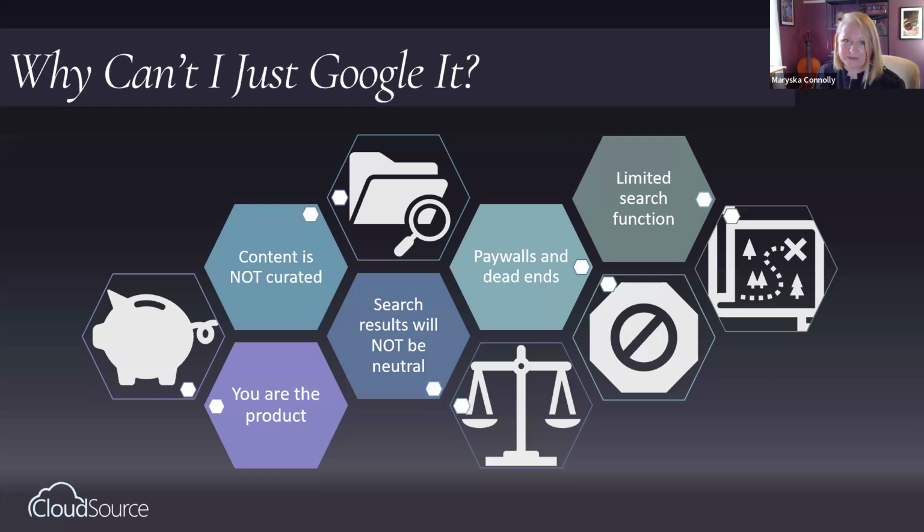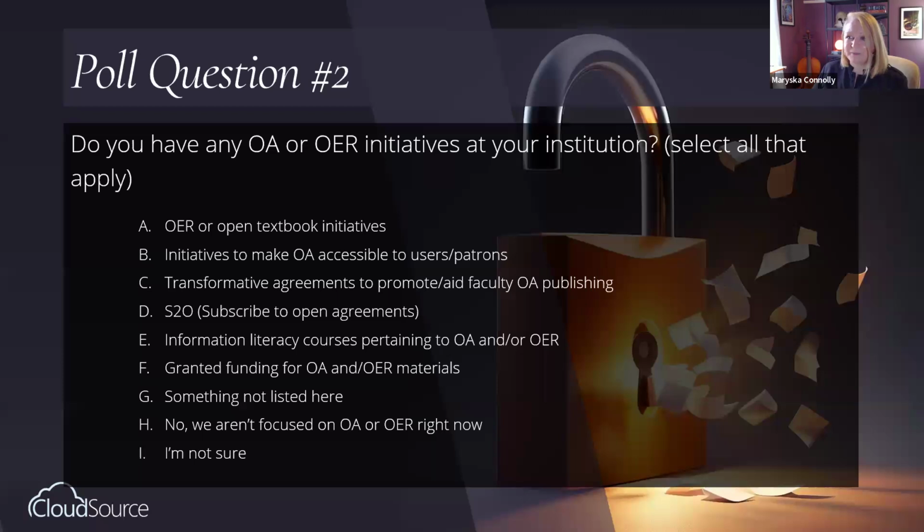So let's do another quick poll question as we get into our Q&A. Do you have any OA or OER initiatives at your institution right now? And you can select all that apply here. That can include textbook initiatives, any efforts to make OA more accessible to your patrons and your users, transformative agreements, or subscribe to open in order to help promote faculty in publishing and aid them on that side.